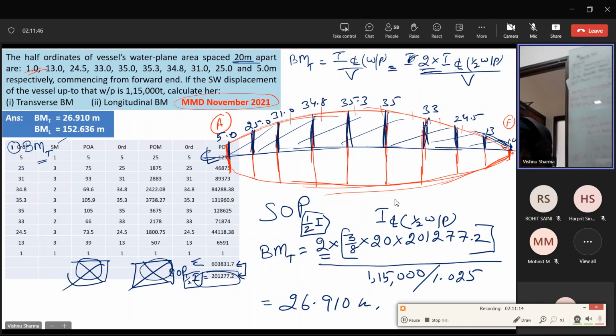Sir, I have one doubt. In the POI, we need to take 1/3 or 1/2 only? It is 1/3 of 60,000-something. I have not said it is half. I said this is the SOP of half inertia, because these are half ordinates, right? It's the SOP of half inertia, so it will be 1/3. Yes, sir. It's 1/3 only.